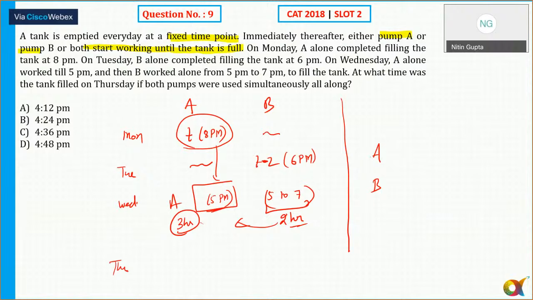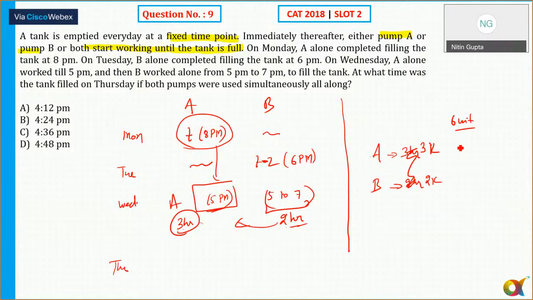So I can simply say there is some amount of work which A can complete in 3 hours. While working alone, if A takes 3 hours, B will take 2 hours to complete the same work. So the LCM of 3 and 2 is the unit. If A takes 3K hours, B will complete the same work in 2K hours.